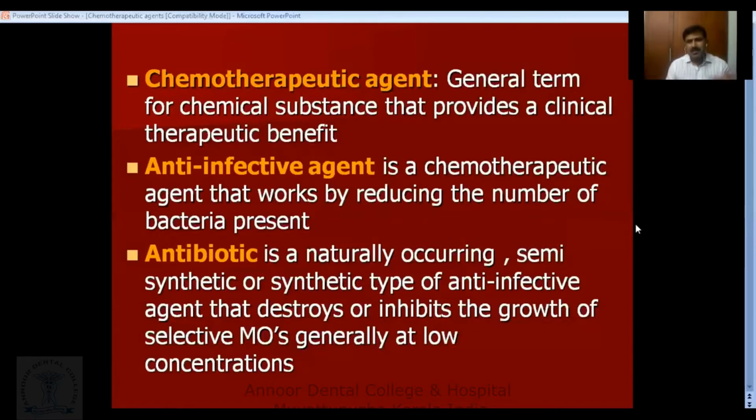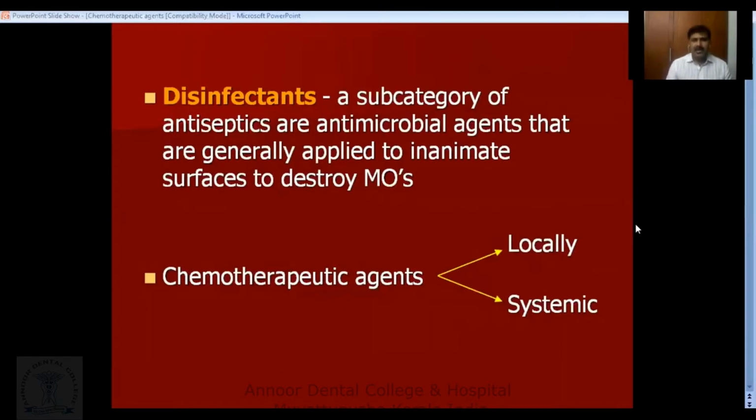Now, these are some terms that you have to be familiar with. These are terms some of the examiners are very fond of in their viva. So you have to be familiar with all these terms. And disinfectant. Now, in these terms, you have a lot of disinfectants. Basically, you apply them on animate or inanimate surfaces so that the topical microorganisms present on the surfaces are destroyed. That is disinfectants. And chemotherapeutic agents are agents that act locally or systemically. Now we'll go and discuss the details.